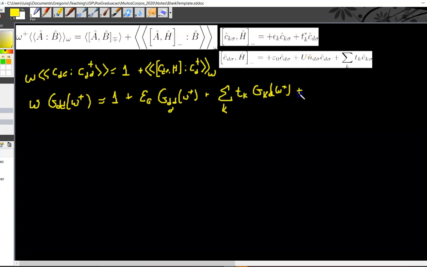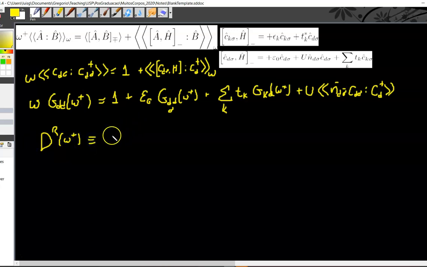But now comes this, right? Now comes this double time Green's function, where I'll have the N_d sigma bar C_d sigma C_d dagger. Now, what is this? This is definitely not one of these Green's functions. But of course this will be a correlation function, so we'll call this D^R of omega. I'll call this double time N_d sigma bar C_d sigma, C_d dagger.